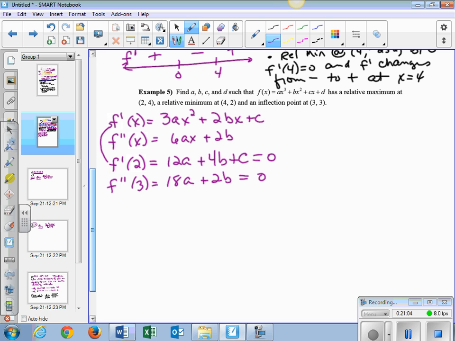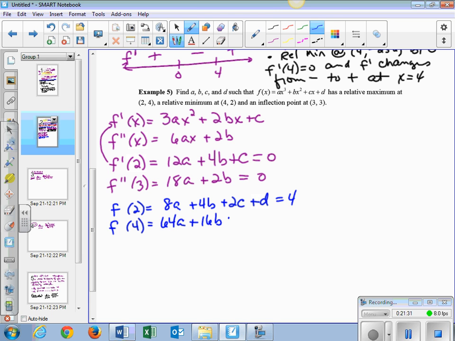So I can write some other equations there by saying f of 2, plugging in a 2, I'm going to get 8a plus 4b plus 2c plus d is equal to 4, just plugging that into my original. And I also know f of 4 is 64a plus 16b plus 4c plus d, and that's equal to 2.